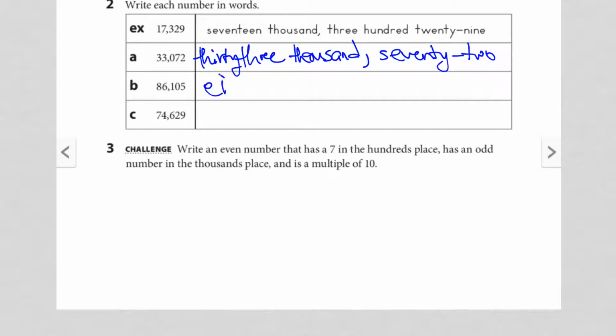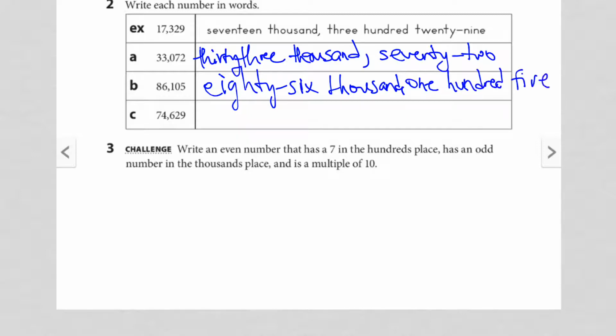B, we have 86,000. Again, that comma is really important. 100, since there's nothing in the tens, we don't need to say that. 105. Another word to make sure that we avoid is the word and. The word and tells us a decimal, and we don't have any numbers that are decimals, so we want to make sure we get rid of that.